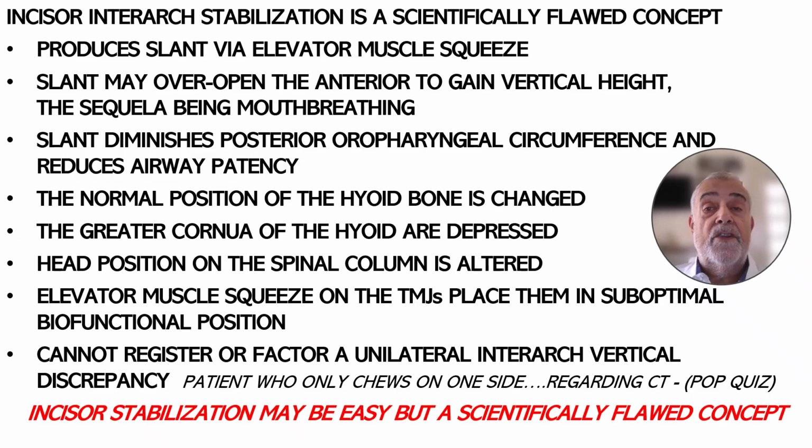The normal position of the hyoid bone is changed. The greater cornua of the hyoid bone are depressed. The head position of the spinal column is altered. And elevator muscle squeeze on the TMJs places them in suboptimal biofunctional position. Got to go back to look at slide 3 or 4, I don't know, earlier.